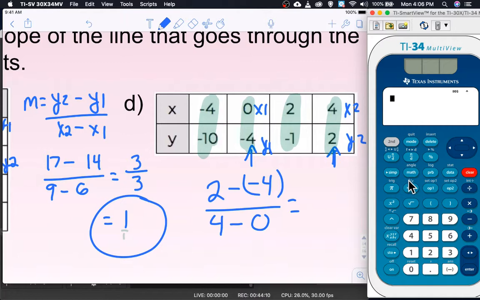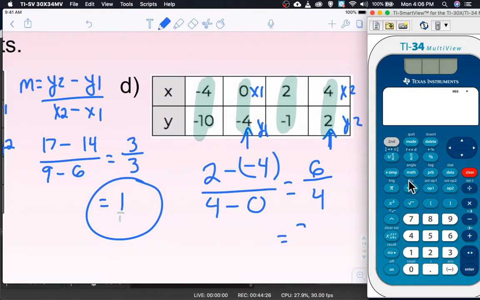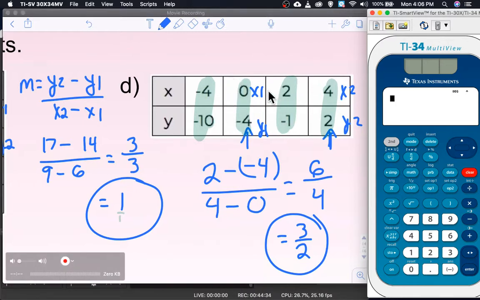2 minus -6. I'm sorry. 2 minus -4 is 6. My brain was working, or my mouth was working faster than my brain. And 4 minus 0 is, well, just 4. That fraction does simplify to 3 over 2. That line has a slope of 3 over 2. Which means if I had to graph this, I would go up 3 over 2, up 3 over 2, up 3 over 2. That's what this says.